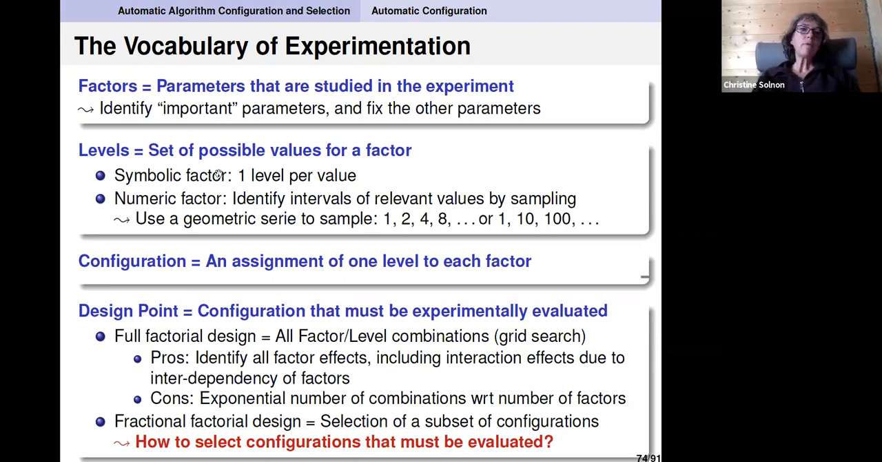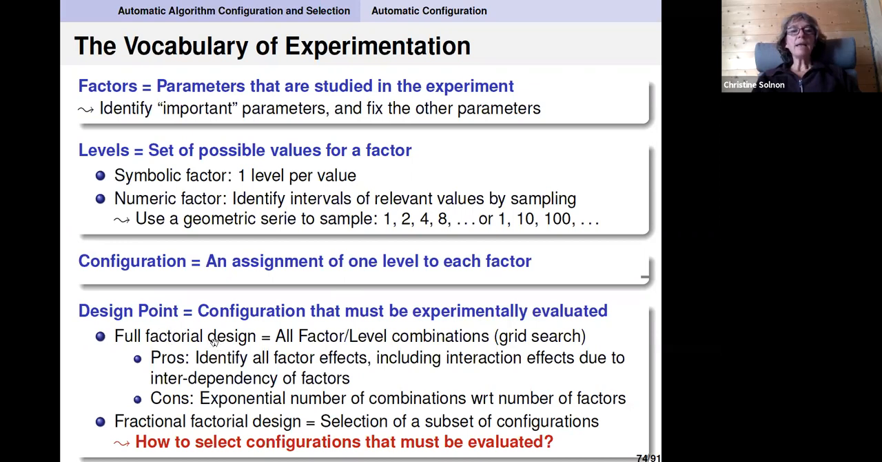Now for each factor, we have to identify the levels, which are the set of possible values for this factor. For symbolic factors, I always have one level per value, but for a numeric factor, if these are not discrete values, then I have to identify intervals of relevant values by sampling. Now, what I call a configuration is an assignment of one level to each factor. This corresponds to one configuration of a solver. And we call a design point a configuration that must be experimentally evaluated.